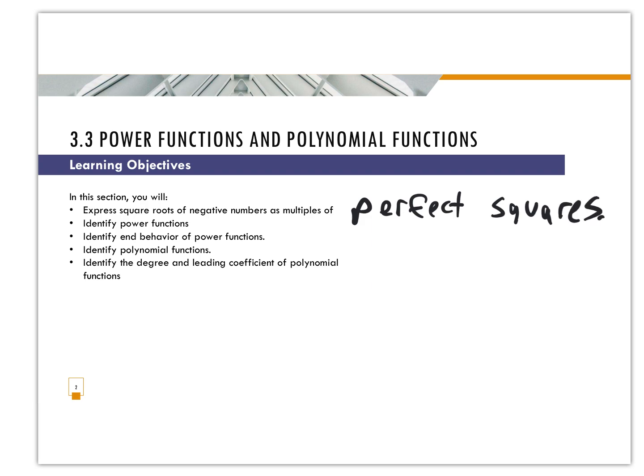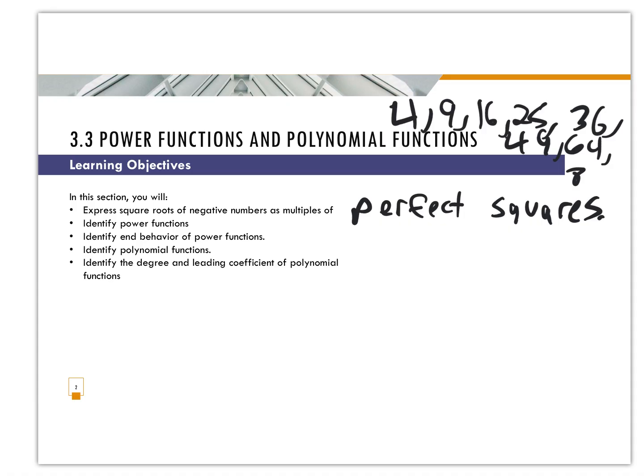Because we've talked about that before. Perfect squares are 4, 9, 16, 25, 36, 49, 64, 81, 100, and it keeps going. These are your basics. Why? 2 times 2 is 4, 3 times 3 is 9, 4 times 4 is 16, 5 times 5 is 25, 6 times 6 is 36, and so forth, all the way to 10 times 10 is 100.